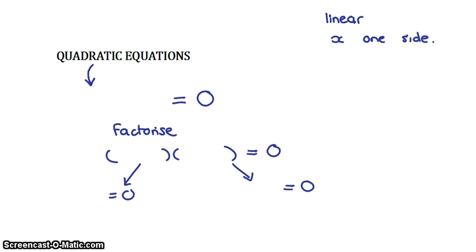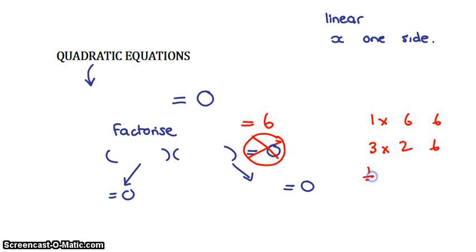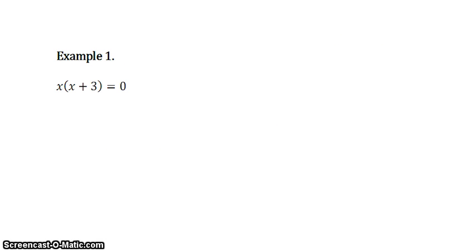But this logic only works if you've got equal to 0. As soon as you have two factors multiplied to give you 6, well, then your factors could be anything. I can have 1 times 6 gives me 6. I can have 3 times 2 gives me 6. I can have a half times 12 gives me 6. So the most important thing is you have to get it equal to 0, because the only two things multiplied together to give you 0, one of them has to be 0.